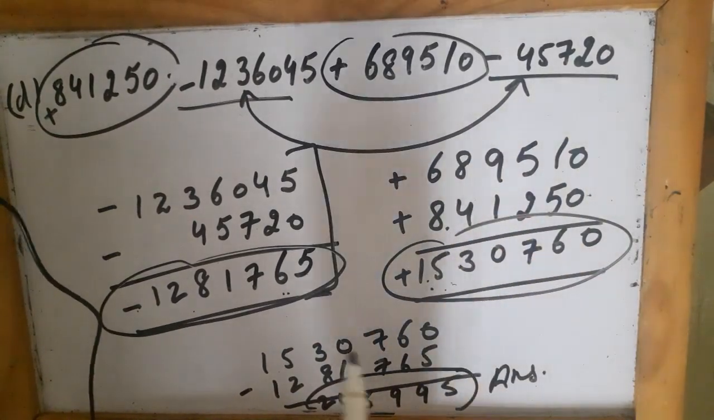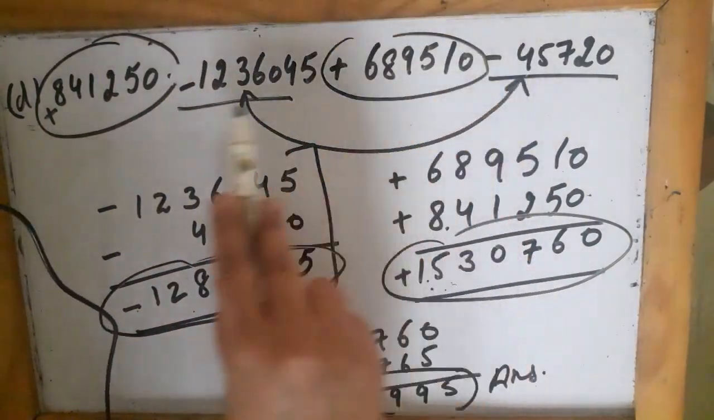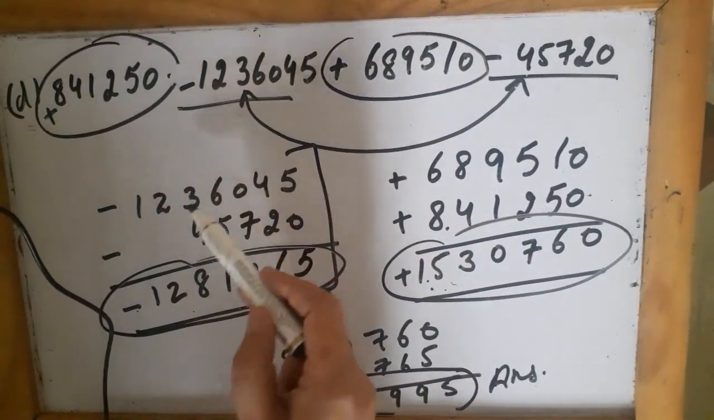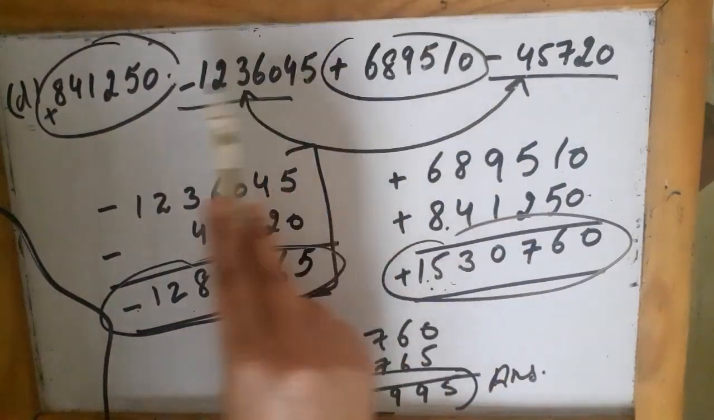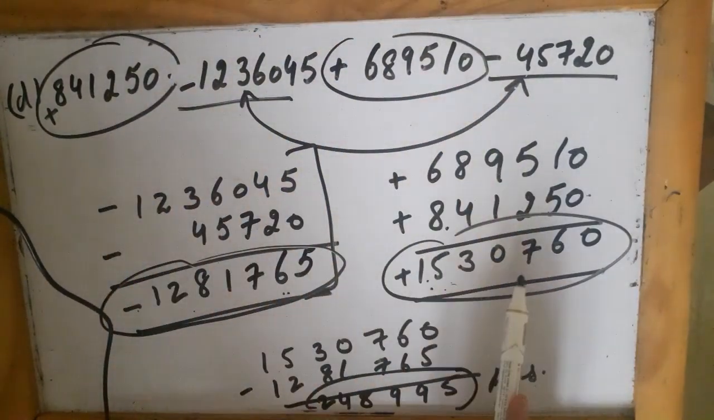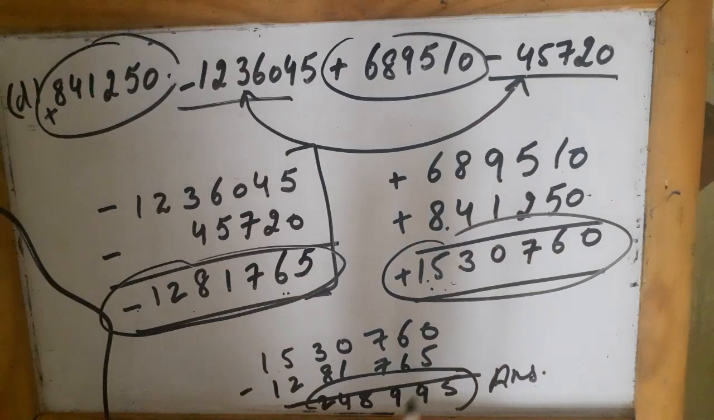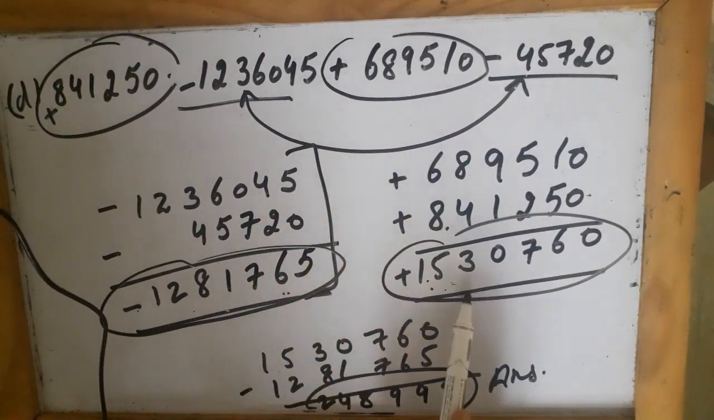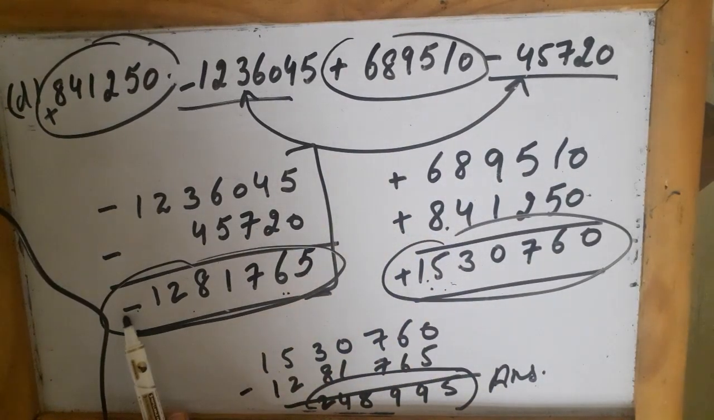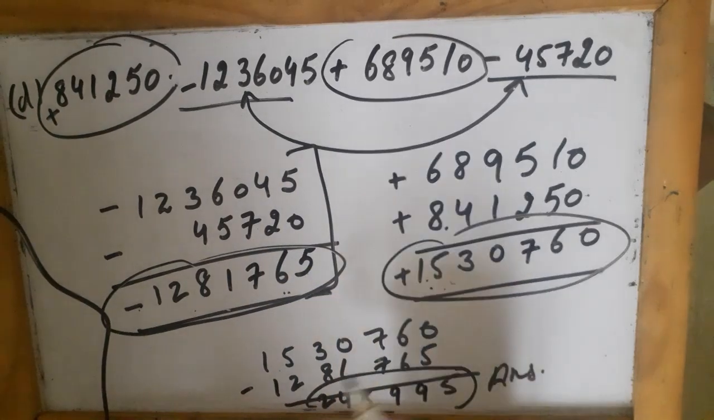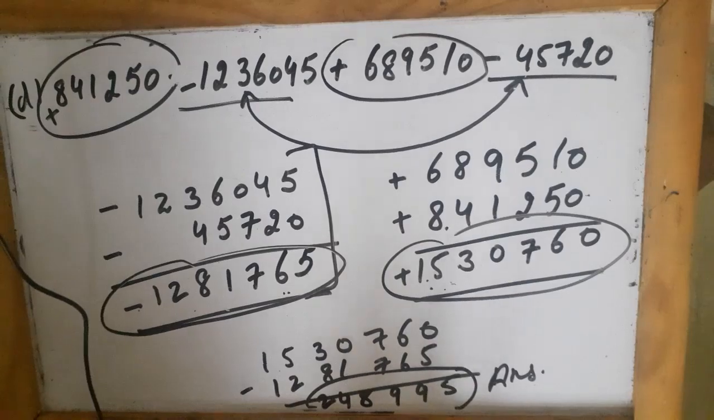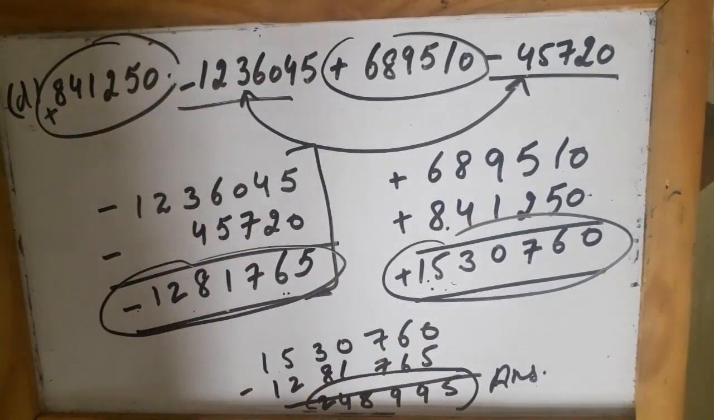So what I did, first I took the numbers which have a minus sign in front and I added them. Then I took the other numbers, that also I added. Now I will take both the answers, because one is with minus sign and one is with plus sign, and both of them I will subtract and I will get the answer.